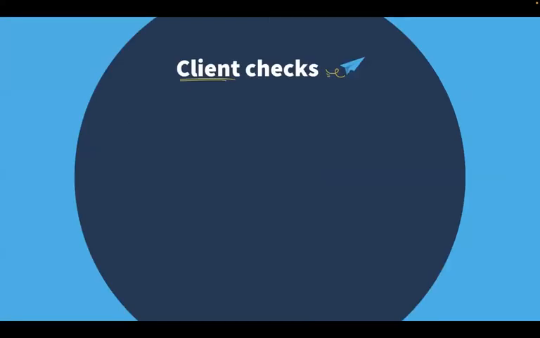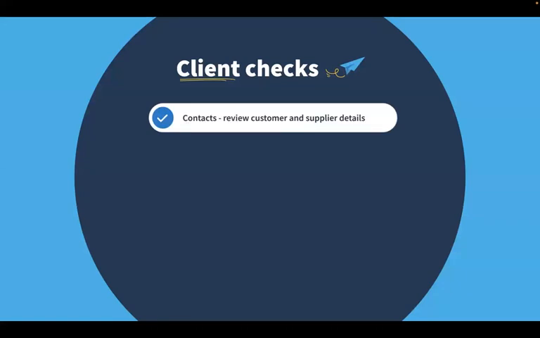So we'll start with some client checks. These are what your clients will be focusing on as part of readying their file for you. Now you can perform these checks yourself, absolutely no problems there, or you can ask your clients to do these checks as well. So the first one is contacts. Have a review of their contacts and supplier details for accuracy. They might want to tidy up their contacts by merging any duplicate records or archiving records that are no longer in use. Your client can then start fresh for the new financial year.